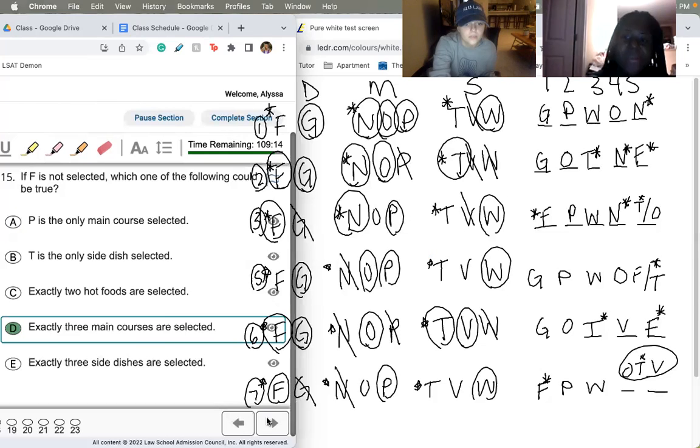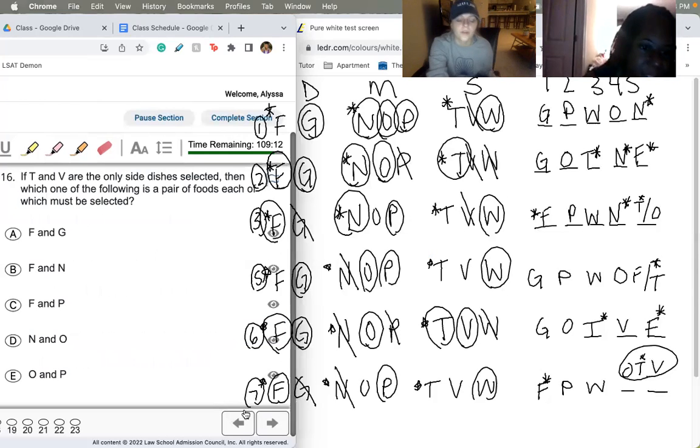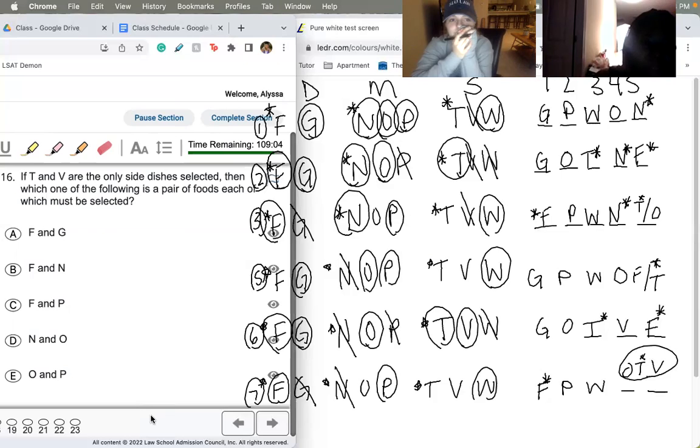Is that the last one? Oh, nope, we have one more. 16. I got this wrong too. Okay. All right. If T and V are the only side dishes selected, pair of foods of which, this time both of them have to be selected.